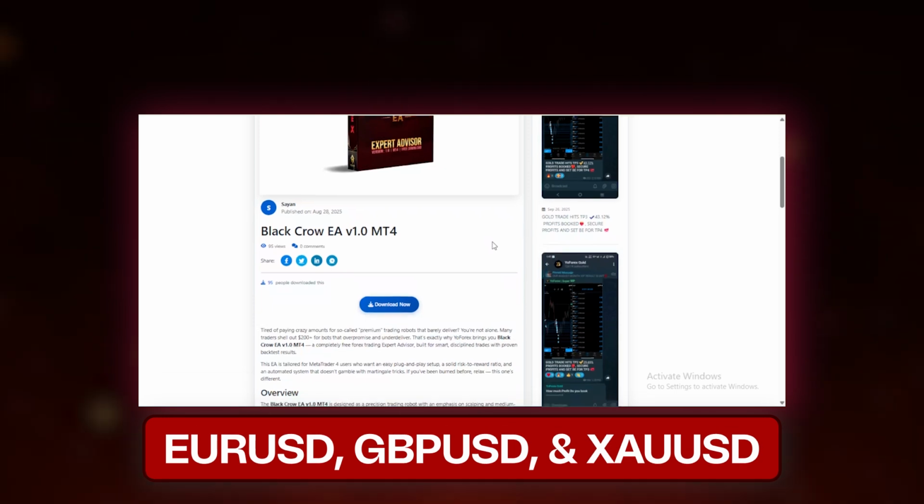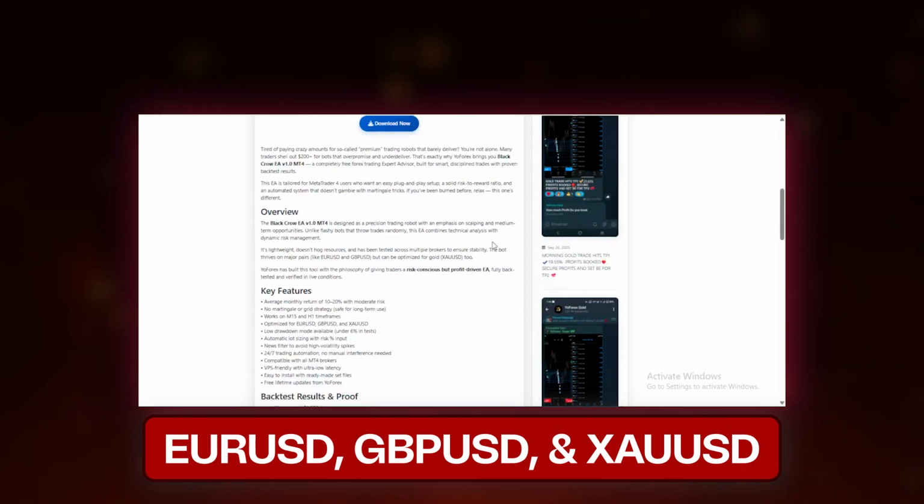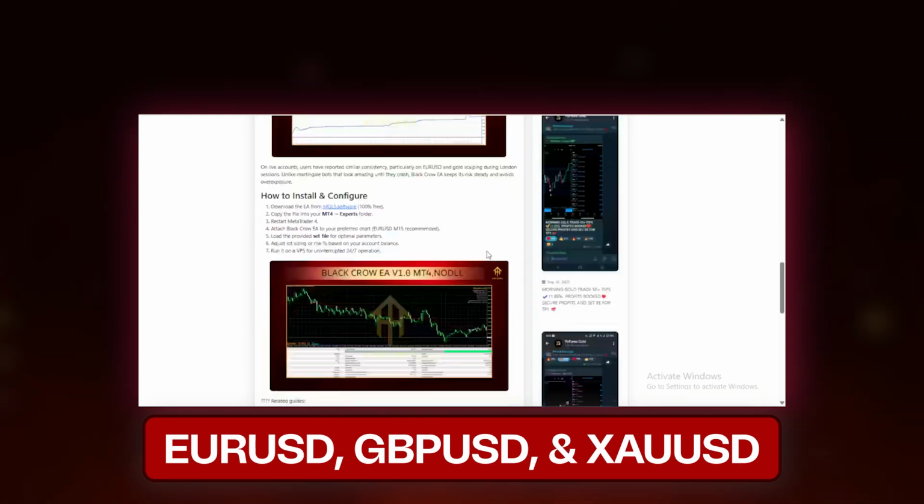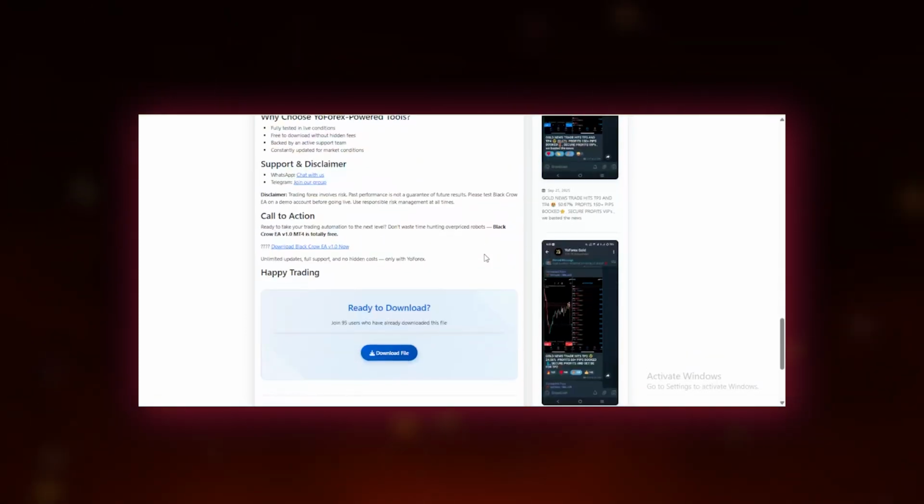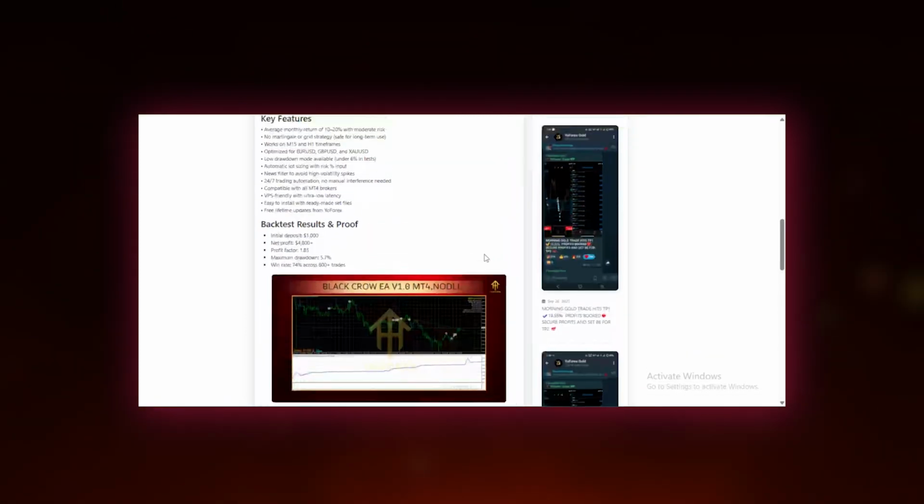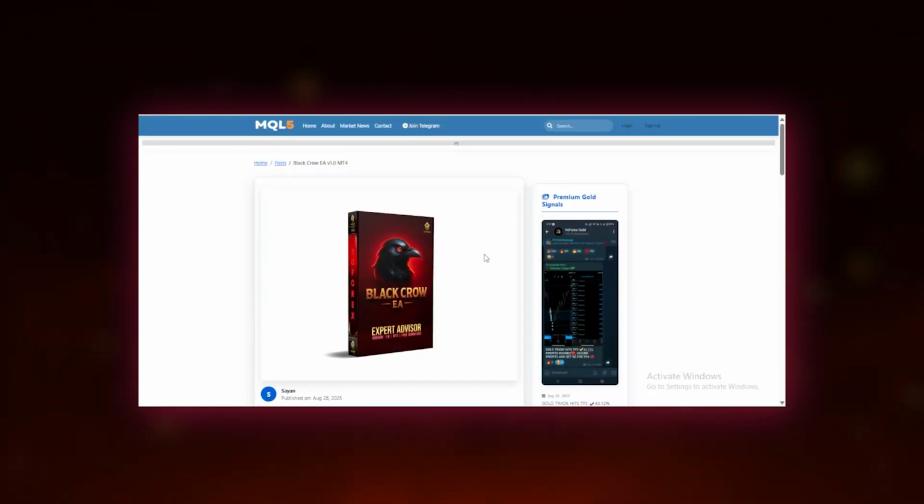This EA is built for EURUSD, GBPUSD, and XAUUSD, and is designed to deliver consistent profitability with strong trend and reversal detection. Its flexible structure and smart entry system make it perfect for both new and experienced traders.